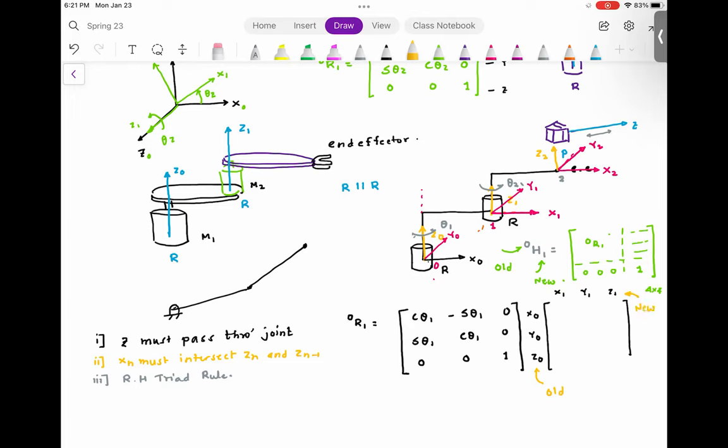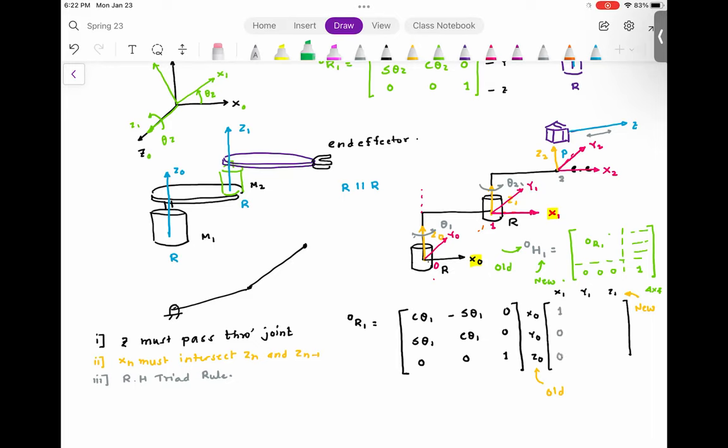Now, what I want you to do is look at x1. Can you see that this x1 is in the same direction as x0? Do you agree with me? x1 is in the same direction as x0. So I have this as 1, 0, 0. Do you agree with me?